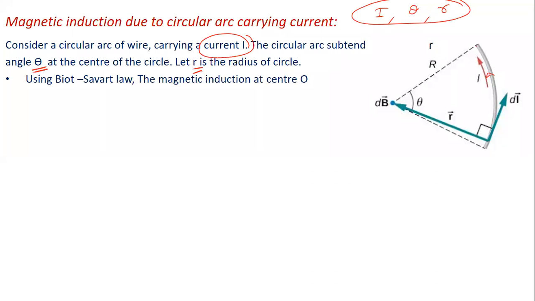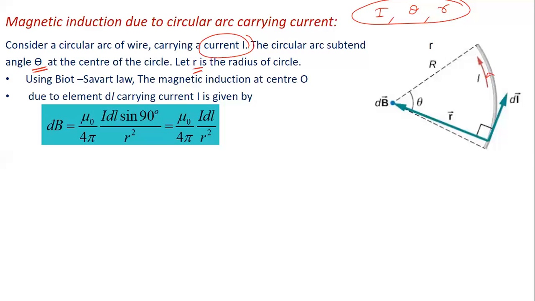By using Biot-Savart law, the magnetic induction at the center due to this current carrying element is dB equal to mu 0 upon 4 pi I dl sine 90 divided by R square. Again here the angle is 90 degrees. So here we get the formula mu 0 upon 4 pi I dl divided by R square, which is similar to the previous article.